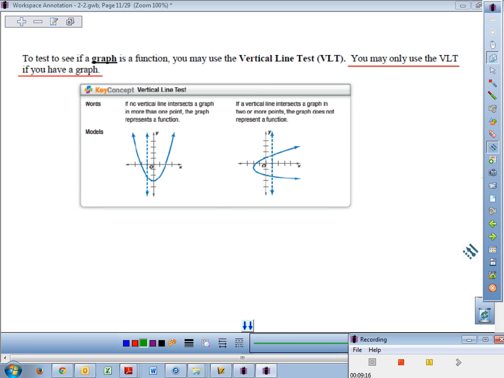Those were relations which were ordered pairs. We made a mapping. If you've got a graph of the function, notice the key word is graph, you can use what's called the vertical line test.